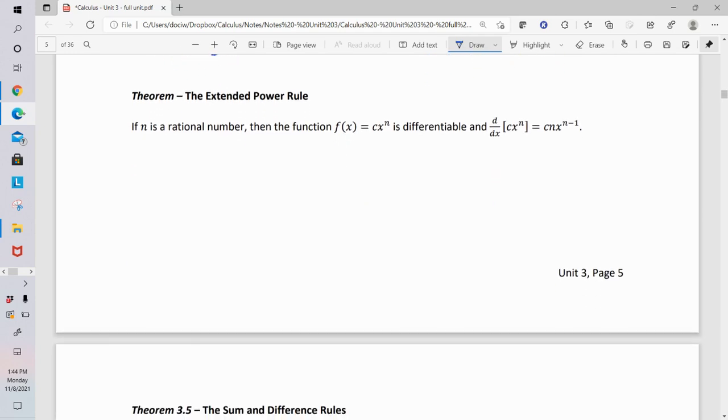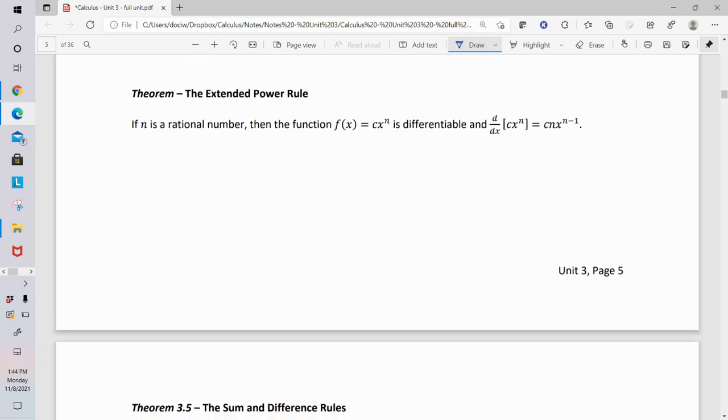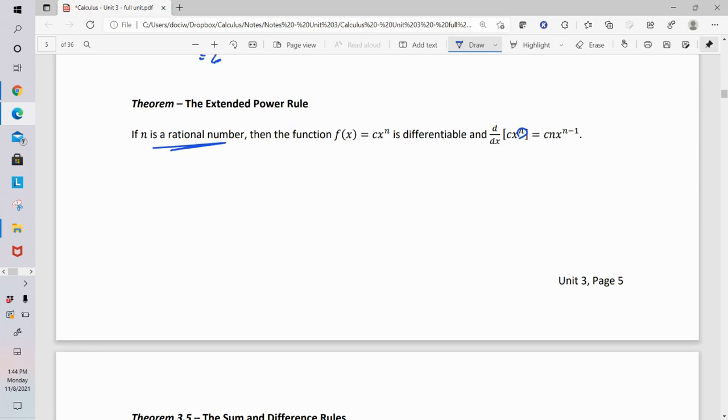If I want to find the derivative using the extended power rule, really, that's just saying that n is any rational number. So n does not have to be an integer. n does not have to be positive. It could be a fraction, right?